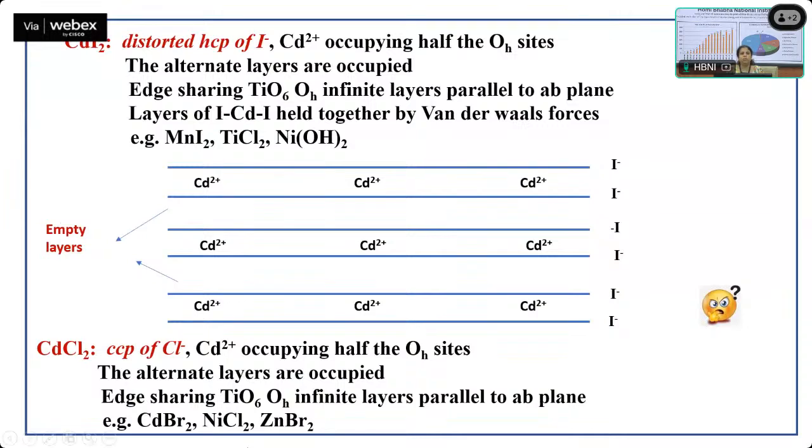Okay, CdCl2. Like in CdI2 you had HCP of iodide, in CdCl2 you have CCP of chloride. Now chloride ion, because it is a more ionic bond, forms CCP of chloride, and cadmium occupies again half the octahedral sites. Alternate layers are occupied, and of course I'm sorry I've written TiO6, but it's edge sharing CdCl6 octahedra parallel to the AB plane, and below I've given examples of what kind of compounds can adopt this kind of structure. Okay, so this is about it.